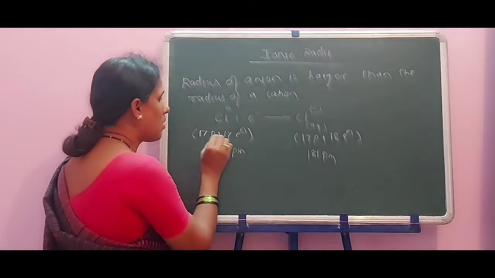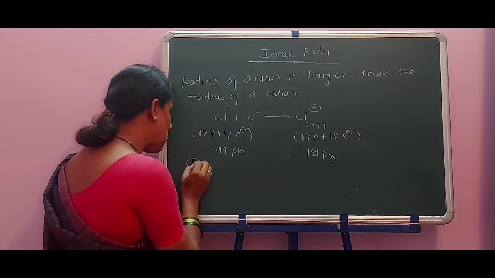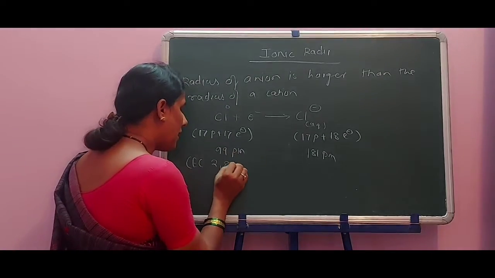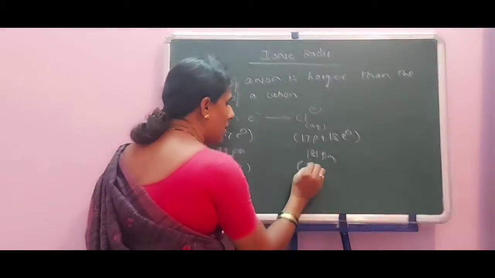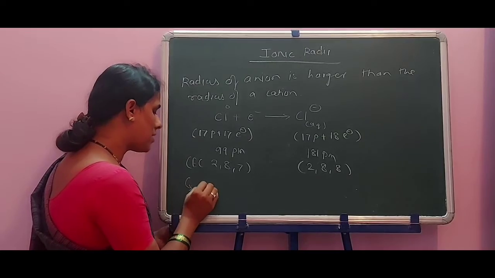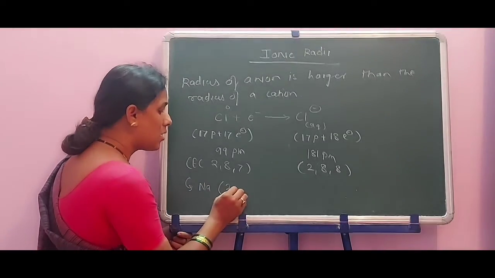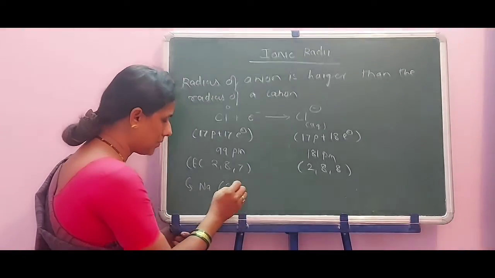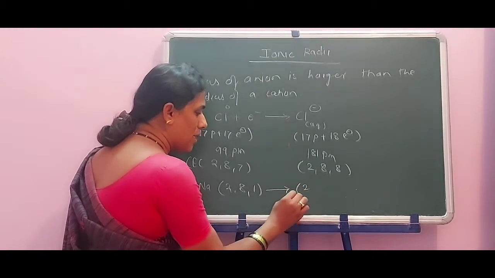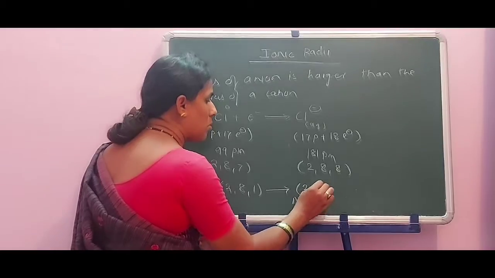Now, as far as the electronic configuration is considered, here it is 2, 8, 7, and here 2, 8, 8. While in the case of sodium, what is the electronic configuration? That is 2, 8, 1, which corresponds to sodium, while the sodium ion corresponds to 2 and 8.